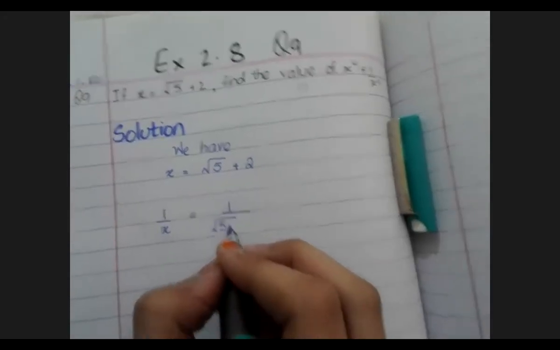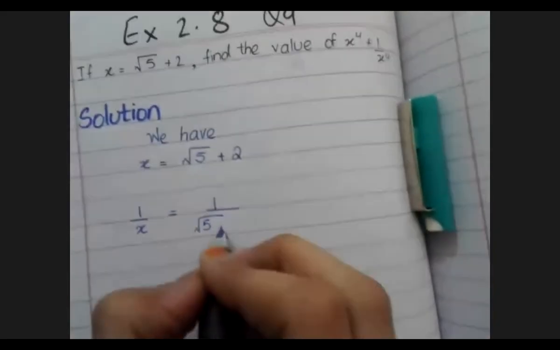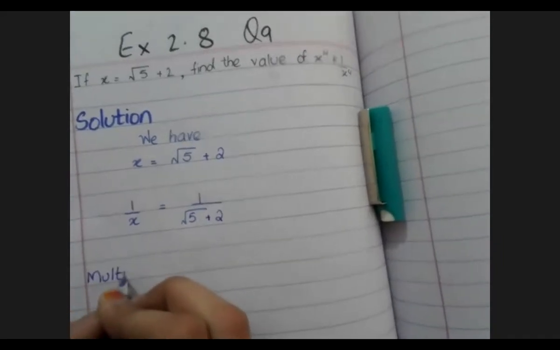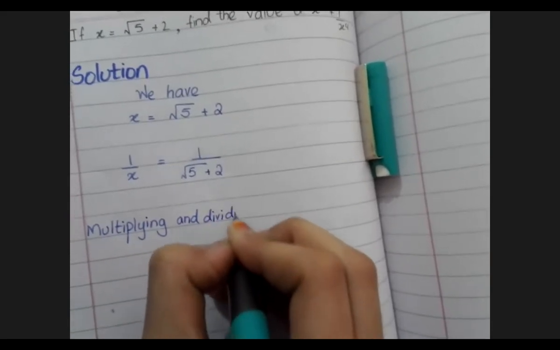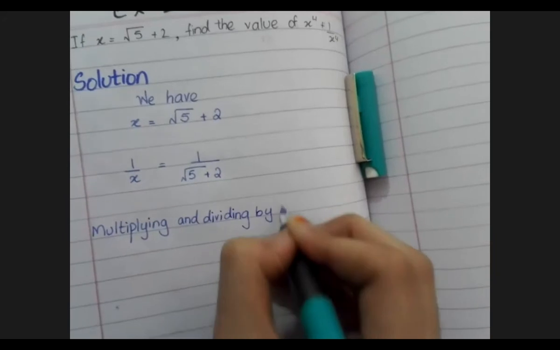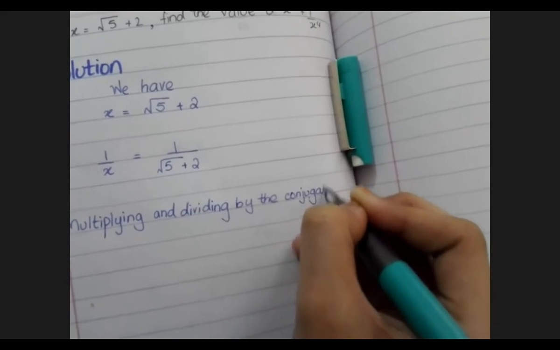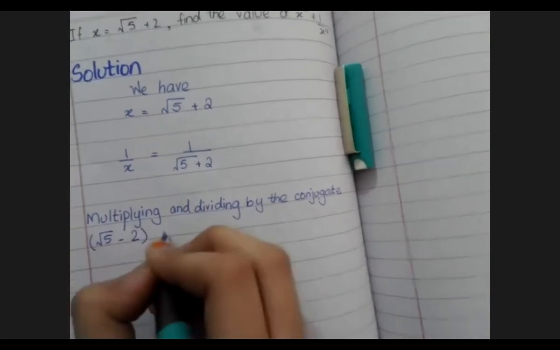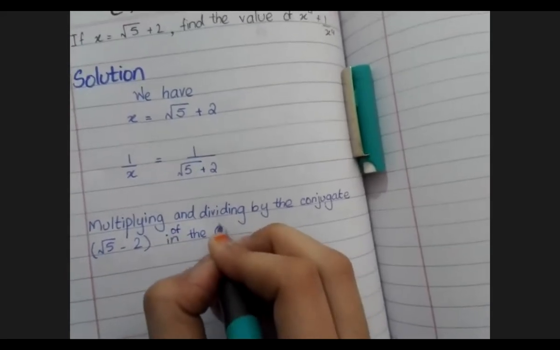Yes, question number 9 is: if x is equal to under root 5 plus 2, find the value of x^4 plus 1 upon x^4. Yes, you will copy. Yes, Ishal, very good. Under root 2. Now you will write multiplying and dividing by the conjugate of the denominator. What will be the conjugate? Inside the bracket, under root 5 minus 2, of the denominator. Very good.